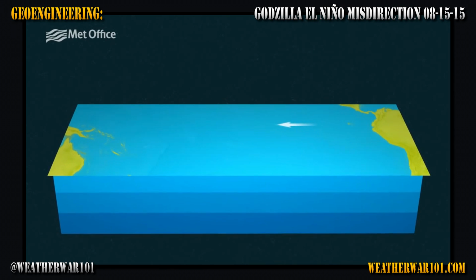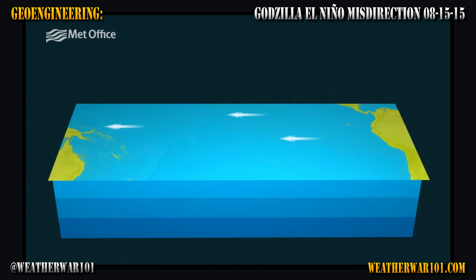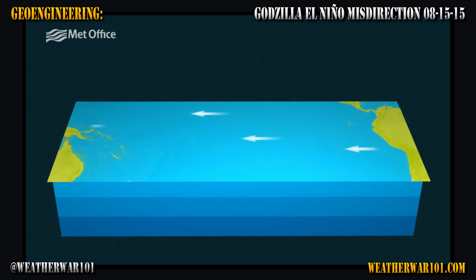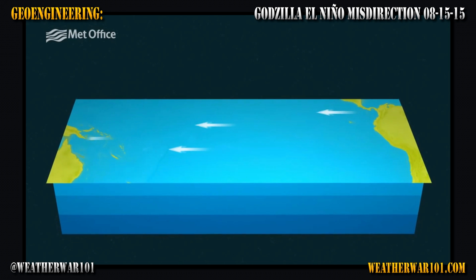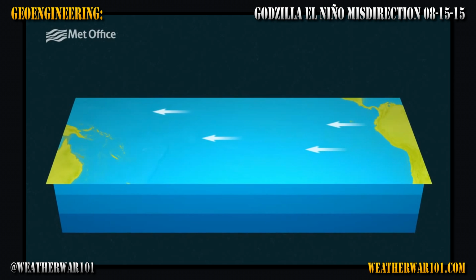What is El Niño and how does it happen? Firstly, we need to know what's normally happening in the tropical Pacific. This vast stretch of ocean sees consistent winds, called trade winds, that blow from east to west.